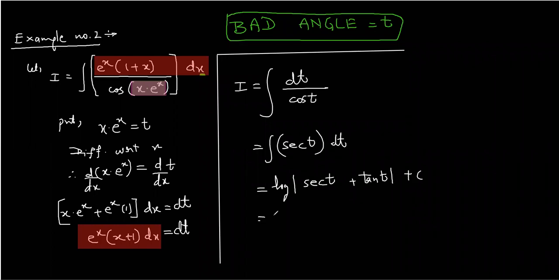And what is t here? I will resubstitute. So log of sec of x into e raised to x, that is sec of x e raised to x, plus tan of x into e raised to x, plus c. This is I. This is my final answer. Okay, this is done, this is over. We have integrated it.